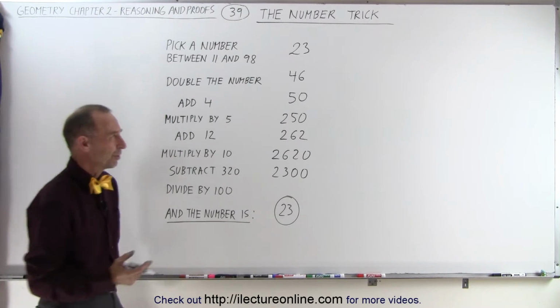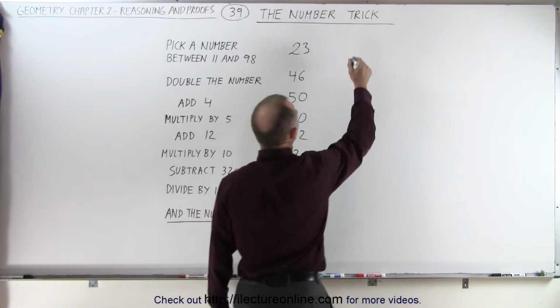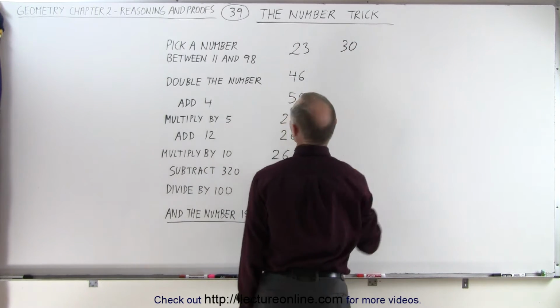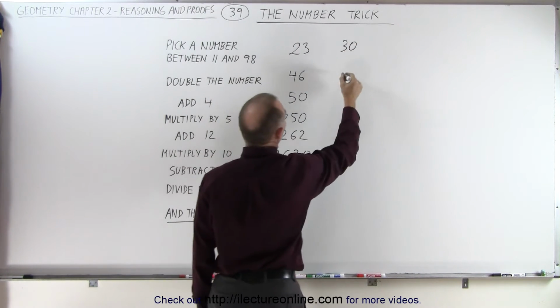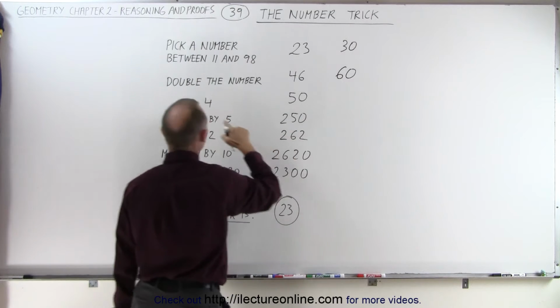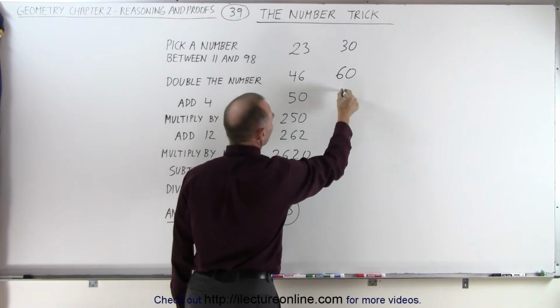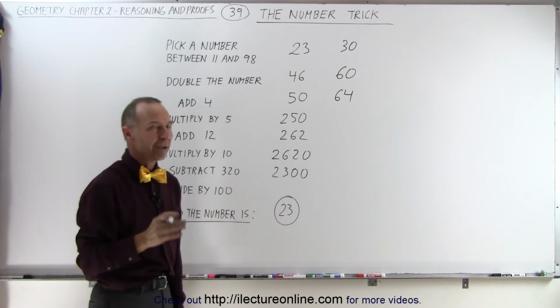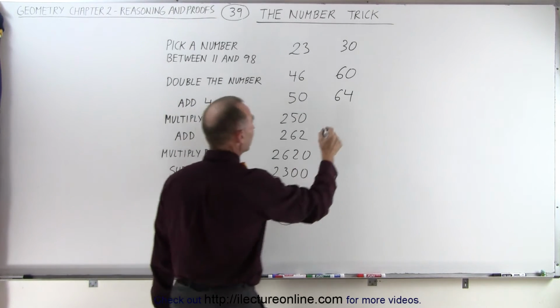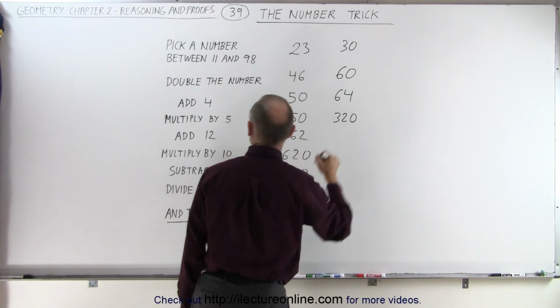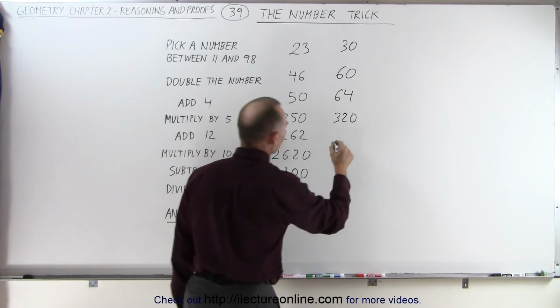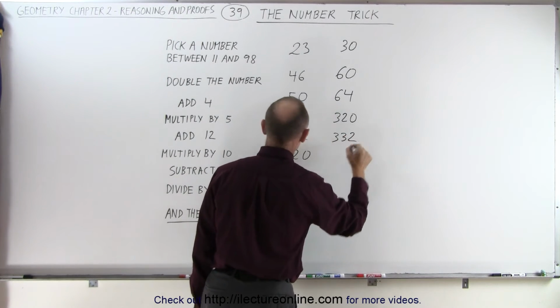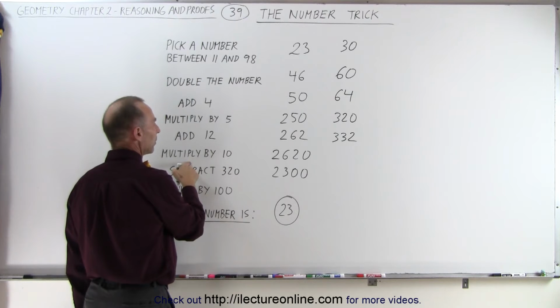Let's try a different number and let's see if it works. All right, let's take the number 30. And again, we're going to double the number. That becomes 60. We're going to add 4 to the number. That gives us 64. Multiply that number by 5. So 5 times 64, that's 320. And then we're supposed to add 12 to that. That gives us 332. And then we multiply that number by 10.